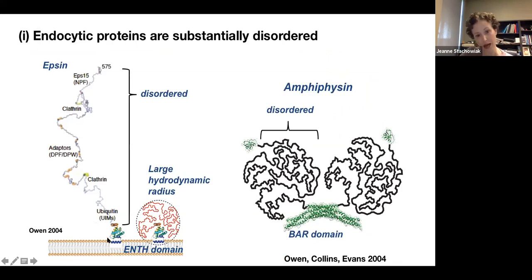So I've already pointed out that proteins like epsin contain these disordered domains, but then many of the other endocytic proteins, for example, here's one that contains a bar domain scaffold, but you can see that each monomer of that dimeric bar domain also has a substantial disordered domain. And this is a protein called amphiphysin. Both of these proteins, epsin and amphiphysin, are what we refer to as adapters. So what adapters do is they bind the membrane. Some of them interact with transmembrane cargo, but they also interact with the clathrin coat. So the clathrin coat doesn't bind the membrane directly, it's recruited by these adapters. And many of these adapters have large intrinsically disordered regions.